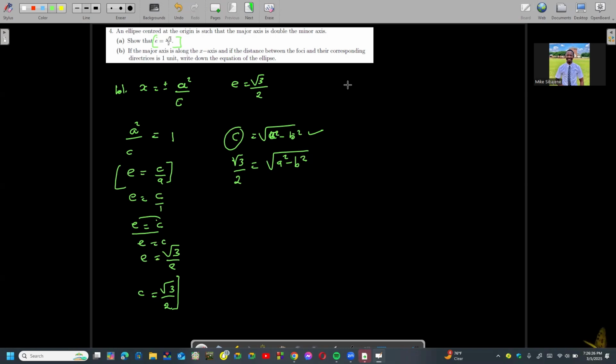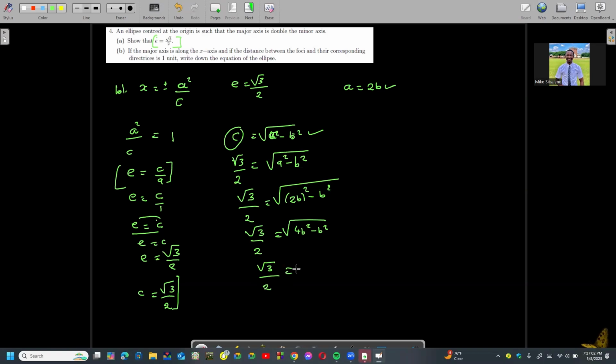From the first equation that we've seen there, it said that a is equal to 2b. So where there's a, you substitute that value, and you get the root of 3 over 2 equal to the root of (2b) squared minus b squared. We get the root of 3 over 2 is equal to the root of 4b squared minus b squared. So we're going to have the root of 3 over 2 equal to the root of 3 times b. Now we want to find the value of b.